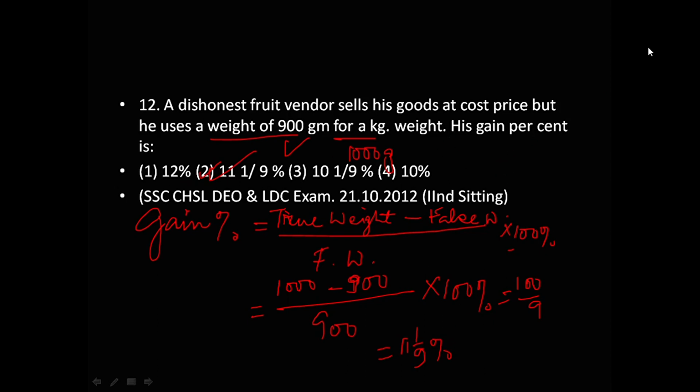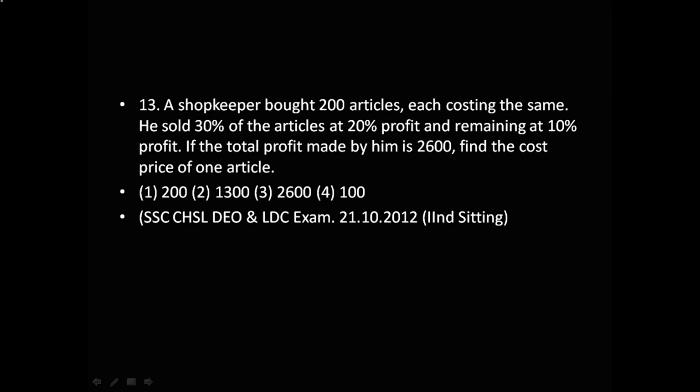So moving to the next one now. Look at the next one. A shopkeeper bought 200 articles, each costing the same. He sold 30% of the articles at 20% profit and the remaining at 10% profit. If the total profit made by him is 2600, find the CP of one article. So how many articles are there? 200 total. According to the question, he sold 30% of the articles at 20% profit. So 30% of 200 is 60, and the rest means 140.